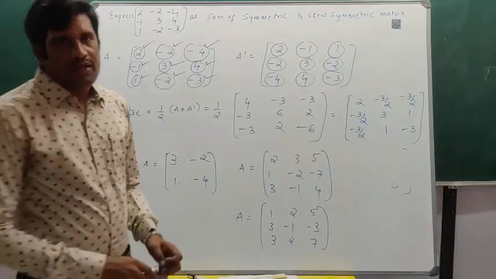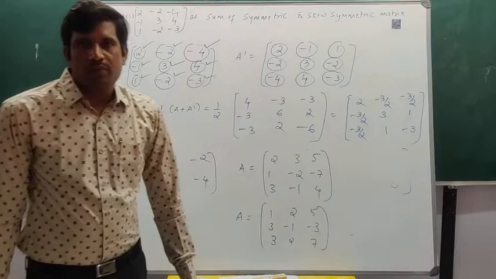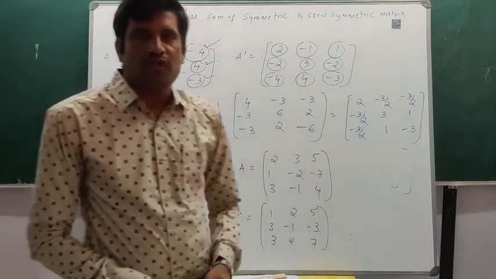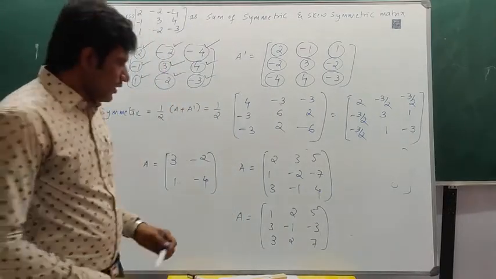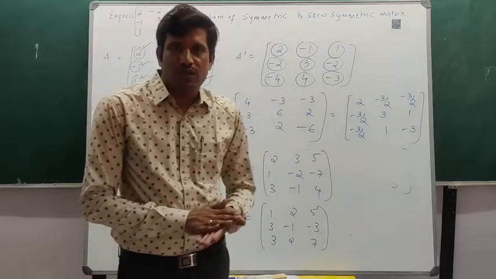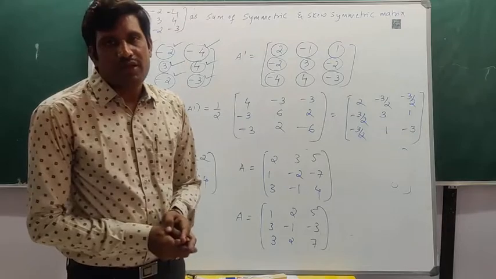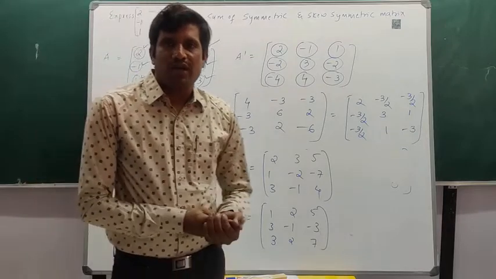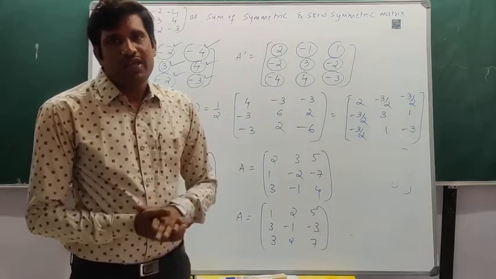So there is a 90% probability that there is a problem on symmetric and skew symmetric for 3 marks. Right. So this completes the concept of transpose of matrix, symmetric matrix, skew symmetric matrix. There is last concept, that is elementary operation, finding the inverse of a matrix by elementary operation. So that we will take in the offline class.